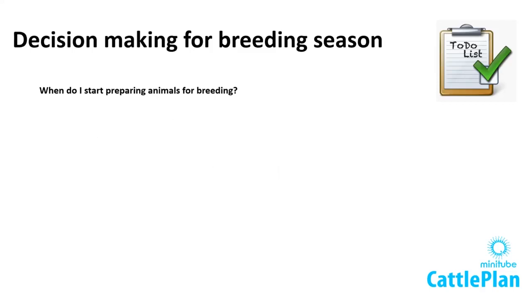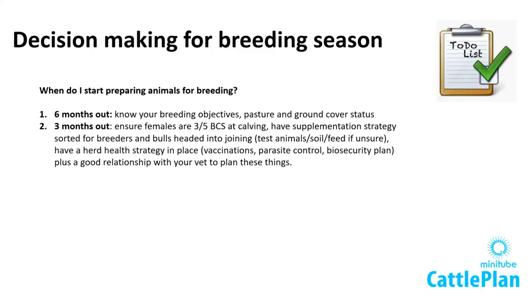So when we're preparing animals for breeding, when do you need to start preparing them? Firstly, about 6 months out from joining, just get to know what your breeding objectives are, what you want to achieve, where you want to head with your genetics, what your pastures are doing, and what your property is actually able to carry into the future as well. About 3 to 6 months out, start to ensure your females that are calving are at that 3 out of 5 body condition. And that way they've got a better chance at getting back in calf.